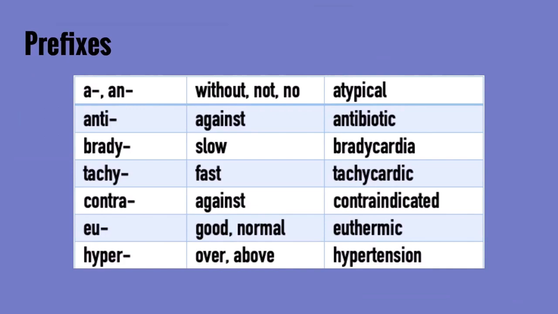Contra means against, so contraindicated, it goes against the indication of the use of the medication. Eu means good or normal, so you'll hear euthermic, which means the patient has a normal temperature, or euvolemic, meaning that the patient's volume is normal. Hyper means over or above, so hypertension means high blood pressure, hyperglycemia means high blood sugar.